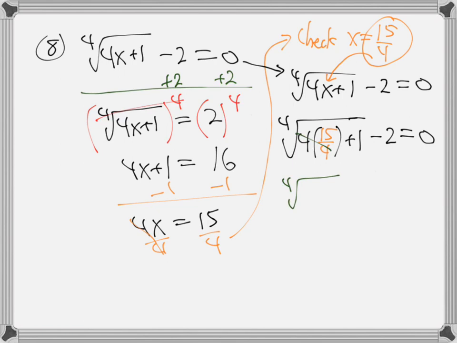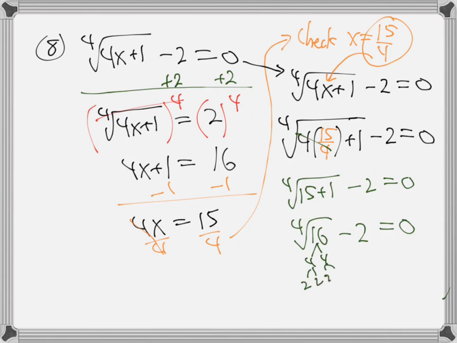So that's the 4th root of 15 plus 1. Okay, and so then that's the 4th root of 16. Now, what's the 4th root of 16? What times itself 4 times is 16? 2. If you broke that down, that'd be 4 times 4, 2, 2, 2, 2. 4 2's in, 1 2 out. Minus 2 is 0. Yeah, it worked. The answer is truly 15/4.